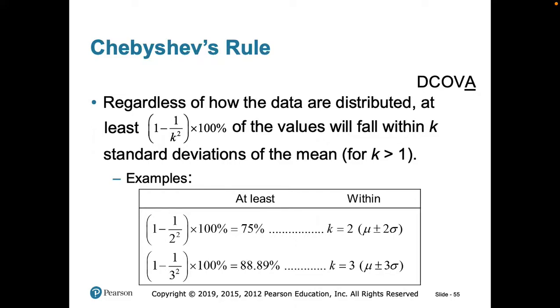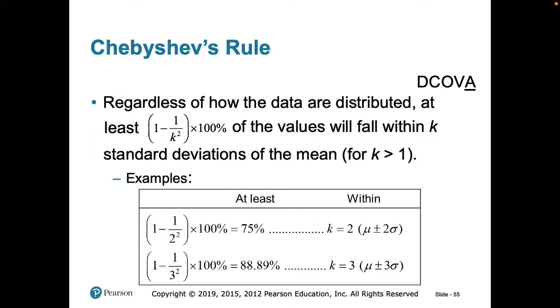Basically, this rule is saying that the percentage of observations is going to be equal to 1 minus 1 divided by the standard deviations squared, times 100. So while this might look complicated, it is not. It's really simple. The only thing you need to keep in mind is that the number of standard deviations has to be higher than 1. If you do it for 1, it's not going to work.